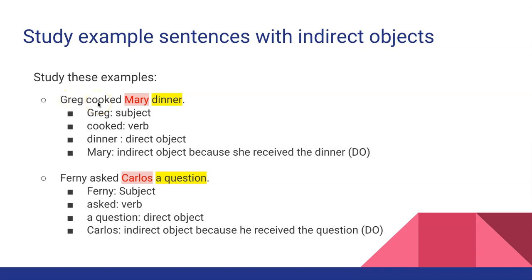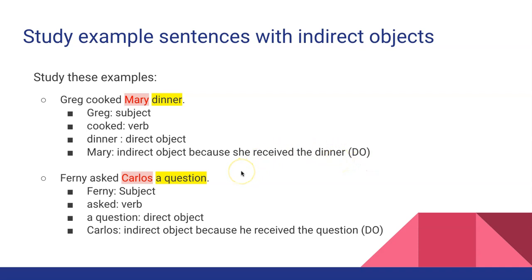Cooked is the verb of the sentence. So what did Greg cook? What did Greg cook? He cooked dinner. Dinner is the direct object. Now, who received the dinner? Mary received the dinner. So Mary is the indirect object because she received the direct object, dinner.